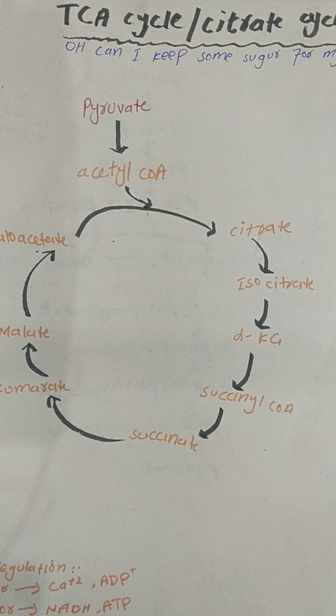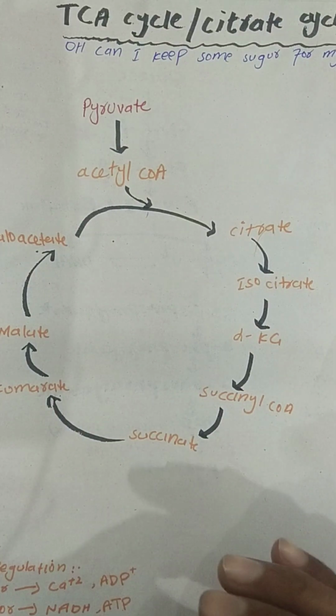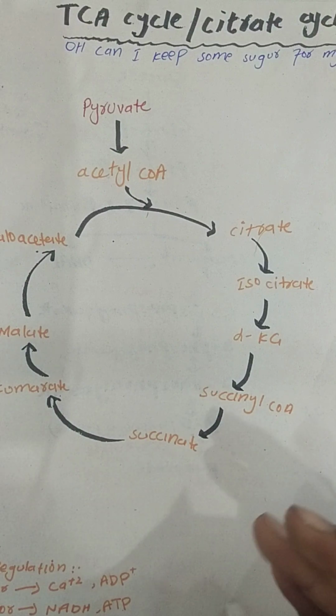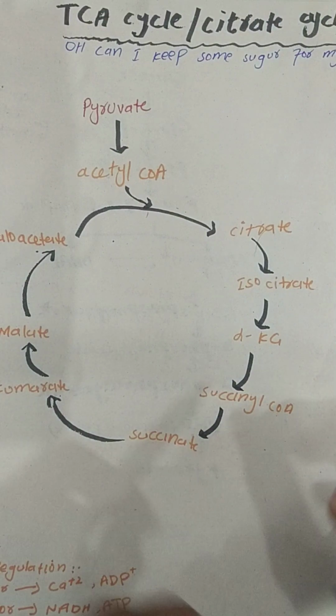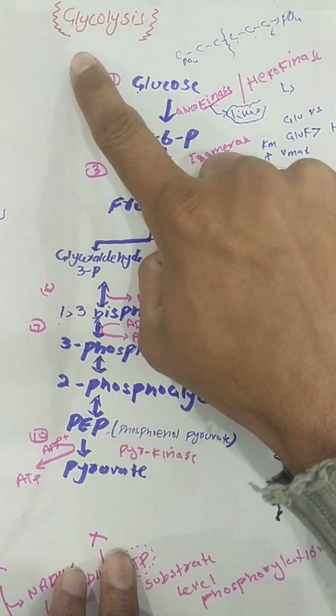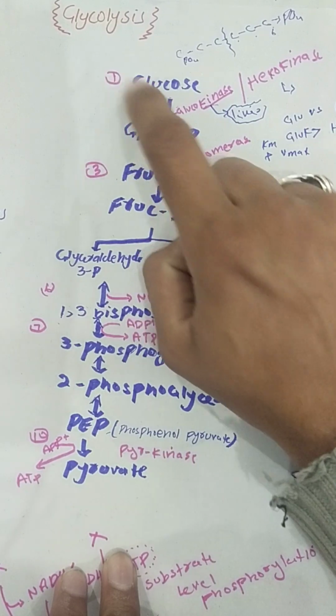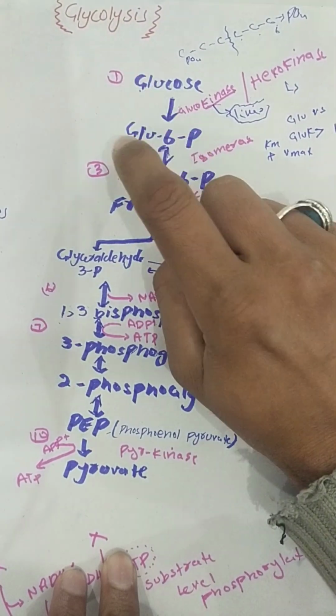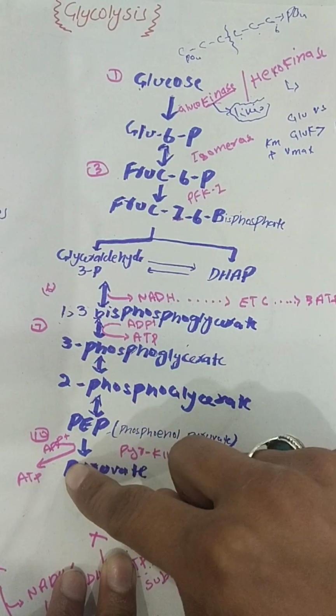Guys, in this topic we are going to study the TCA cycle. In my previous video I told you the complete picture of what glycolysis is and how it is important. Now I just want to give you a brief recap of how glycolysis occurred, and how steps 1, 3, 6, 7, and 10 are important.